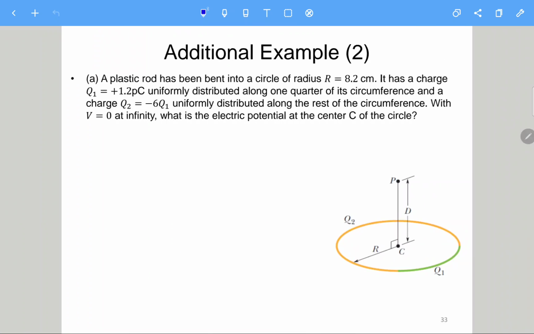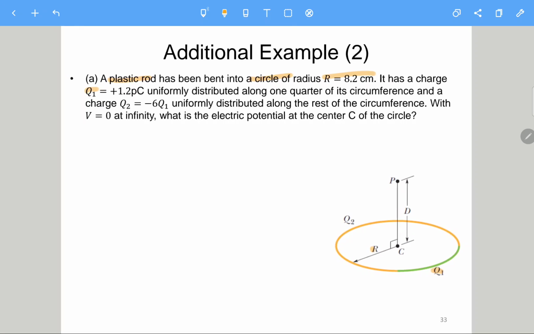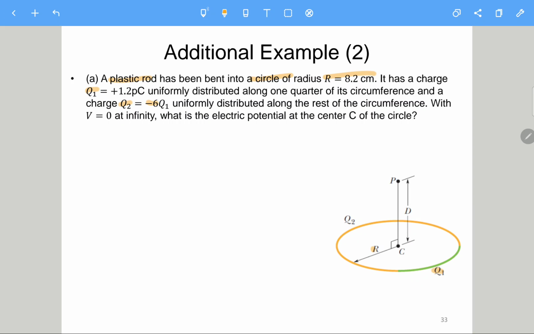Okay, so next one is a plastic rod that has been bent into a circle of radius capital R. It has a charge Q1 uniformly distributed along 1/4 of its circumference, and charge Q2 equals negative 6 Q1 uniformly distributed along the rest of the circumference. So with V equals 0 at infinity, what is the electric potential at the center C of the circle?